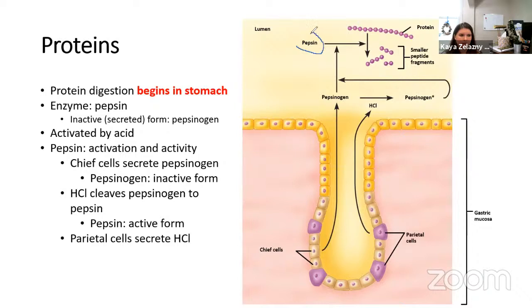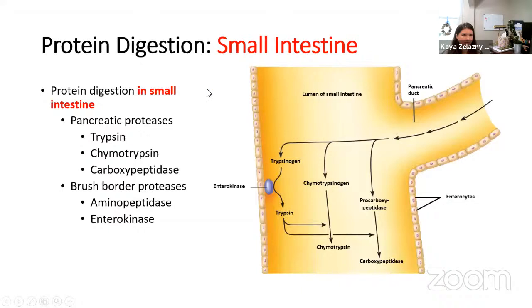Okay. So our active pepsin is then going to start to break down our protein into smaller peptide fragments. So that is our active form. This means that we have basically small protein chunks coming in to our small intestine. Oh, I should have drawn them up in the lumen. Okay, so they're coming along here, our protein chunks.